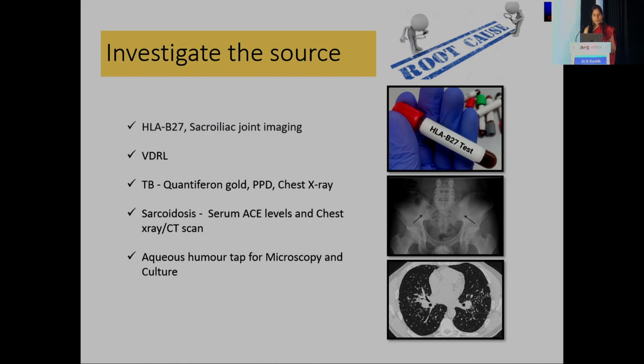And when you know you're dealing with uveitis, you have to do a complete workup for a uveitic profile. So basically, you do all the investigations that will clinch the diagnosis as to the cause of uveitis, like HLA-B27, VDRL, TB profile, sarcoidosis, and even sometimes we might have to do an aqueous humor tap to look at the microscopy and culture.